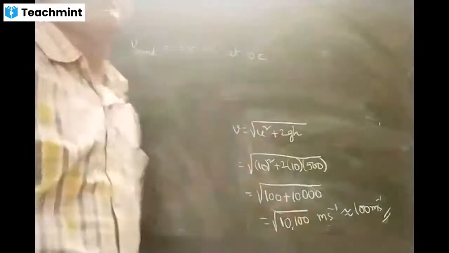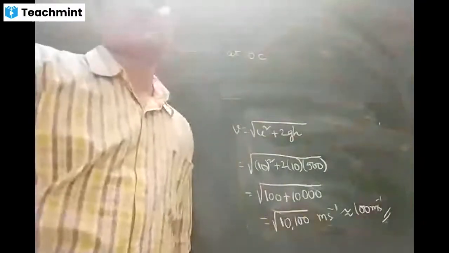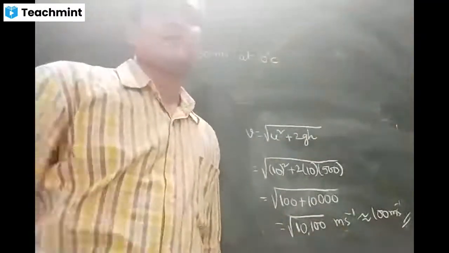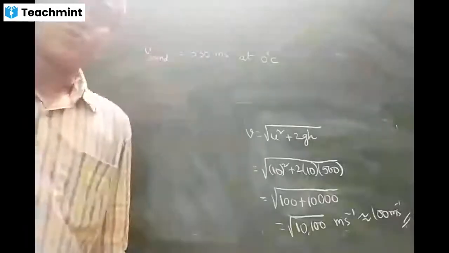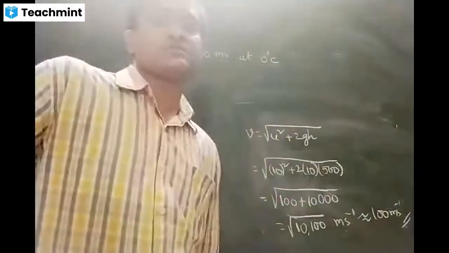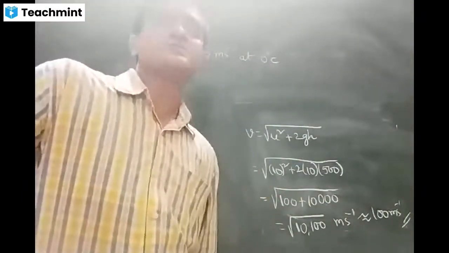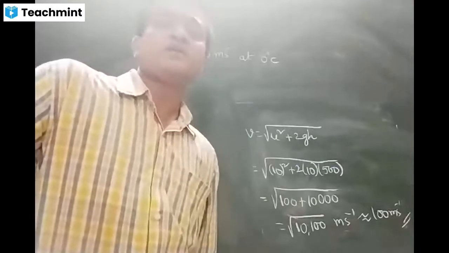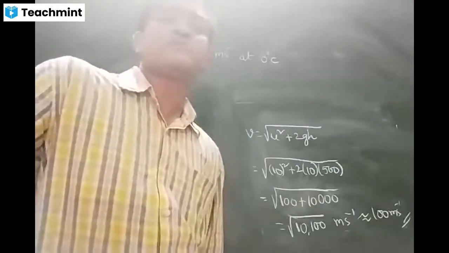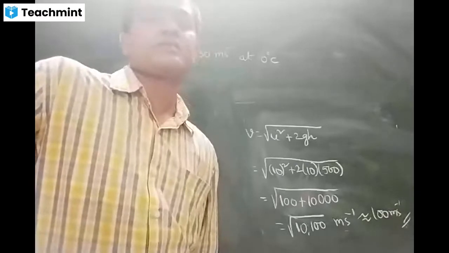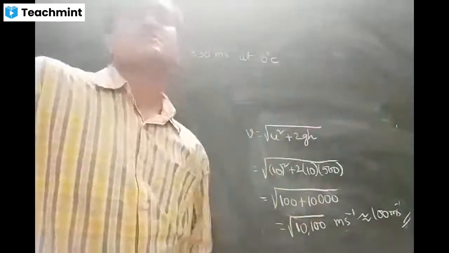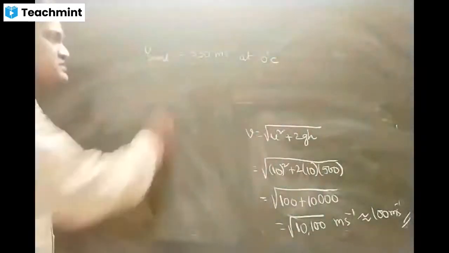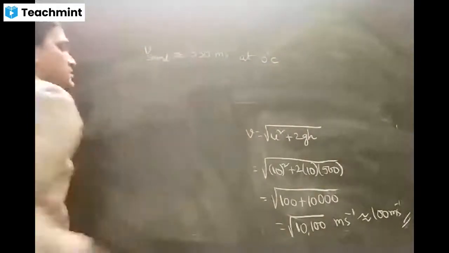If I go on increasing the temperature, velocity of sound also increases, right? What is your room temperature? Room temperature is 27 degrees Celsius. At room temperature, velocity of sound will be approximately 340 meters per second. The velocity of sound at 0 degrees Celsius is approximately 330 meters per second, not exactly.